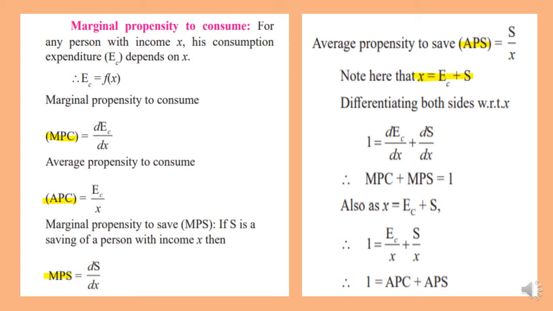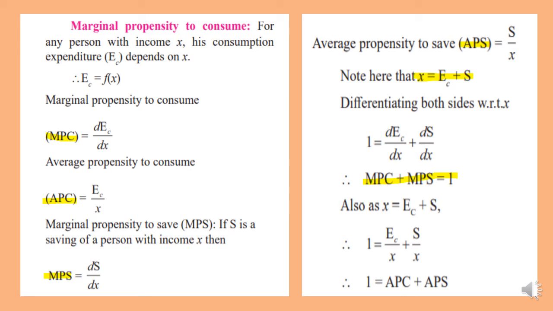Now differentiating both the sides with respect to x. We have on the LHS x becomes 1. dx by dx is 1 is equal to dEC by dx plus ds by dx. Now we know from here that dEC by dx is nothing but MPC, marginal propensity to consume, and ds by dx is nothing but MPS, the marginal propensity to save. Thus we have this very important formula, that is MPC plus MPS is equal to 1.